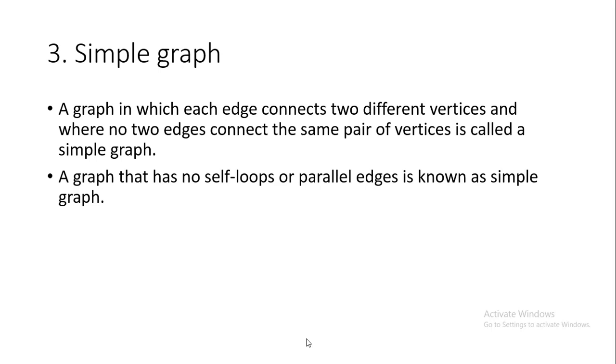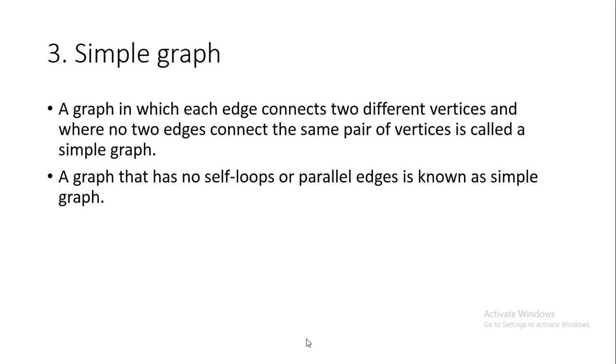See here again, what is the definition of the simple graph? A graph in which each edge connects two different vertices, meaning not the same vertices. There must be two different vertices and no two edges connect the same pair of the vertices. It must be a different pair of vertices. Then and only then can we say that graph is a simple graph, and that simple graph must not contain the self loops or the parallel edges.